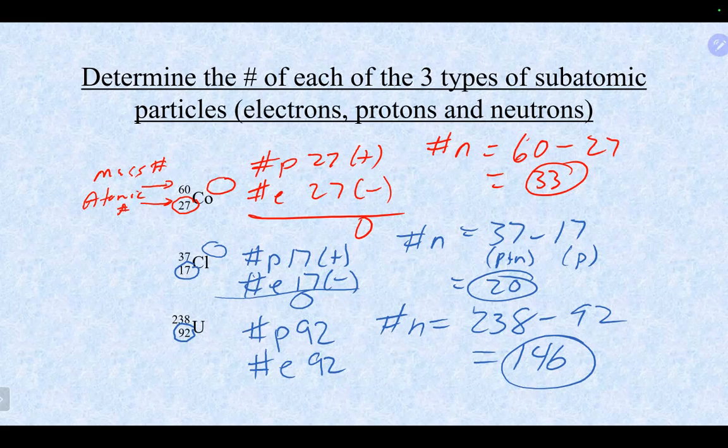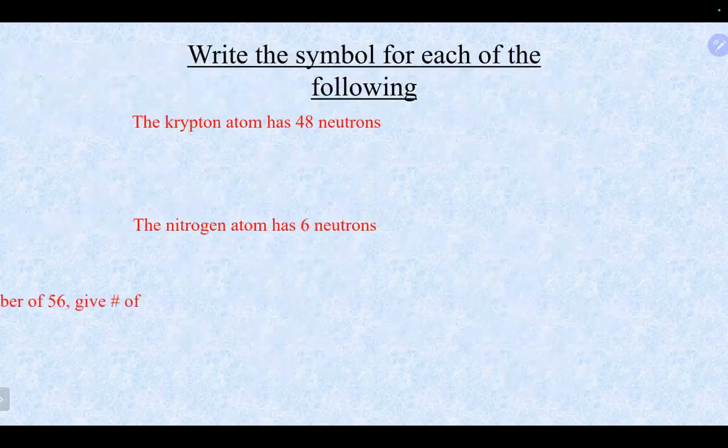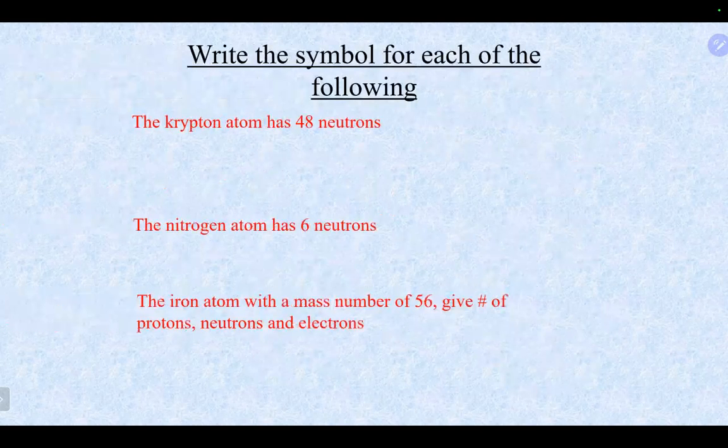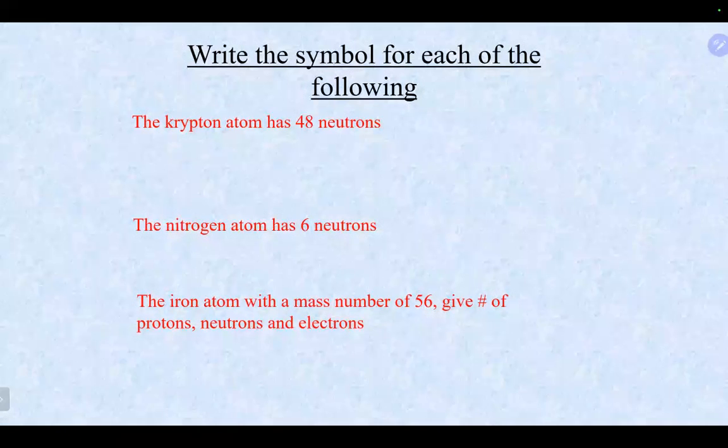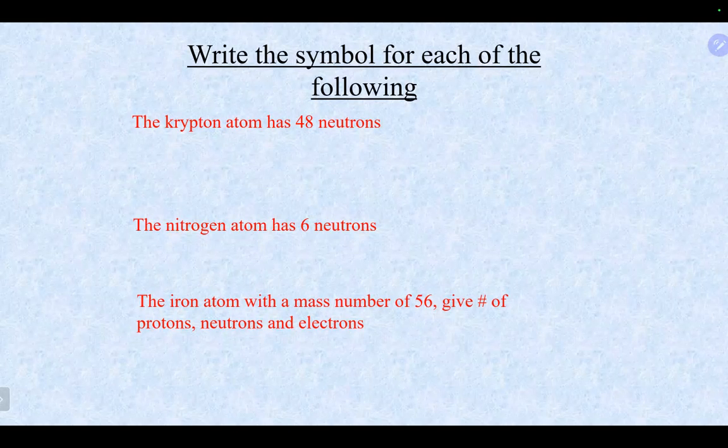Okay, so I want to try a few more here just to make sure. All right, so for each of these, why don't you write the symbol with the mass number and the atomic number? So the periodic table will be helpful probably. Krypton has 48 neutrons, nitrogen has 6 neutrons, and we have iron with a mass number of 56. How many protons, electrons, and neutrons would there be for that one?